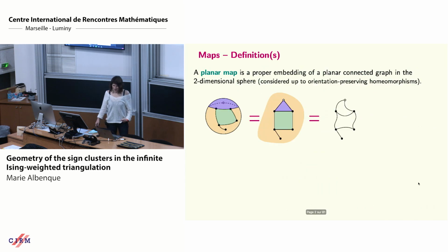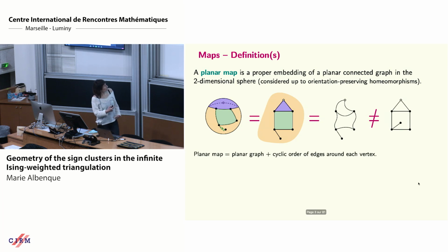Because I'm starting the conference, I feel that I'm allowed and entitled to give the definition of a planar map. A planar map is a proper embedding of a planar graph in the sphere, considered up to orientation. Here are different drawings of the same map. It's a different notion from a graph, because the planar embedding fixes the cyclic ordering of the neighbors around each vertex. So here, for example, around this vertex, its neighbors don't appear in the same cyclic order around it.